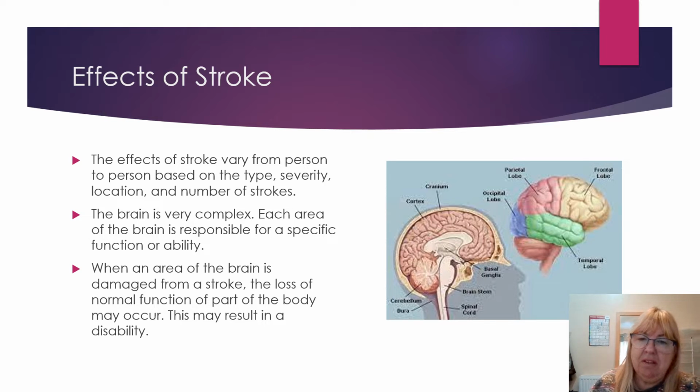The brain's very complex, and as we know, each area of the brain is responsible for specific function. So when an area of the brain is damaged, the loss of normal function of part of the body may occur, and so one of the results may be a disability. So it may be a problem with walking, or maybe some left-sided weakness, or unfortunately some people, after a quite severe stroke, their arms are completely dead, and they often can't recover anything, and their legs as well. So it can actually leave people with quite a disability.